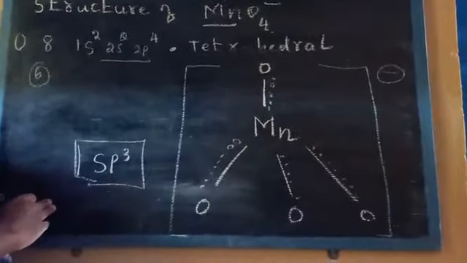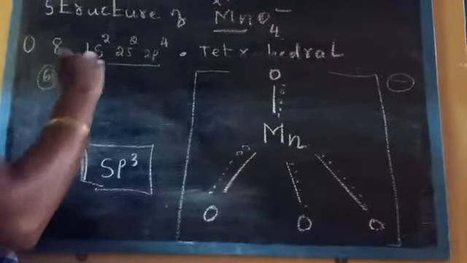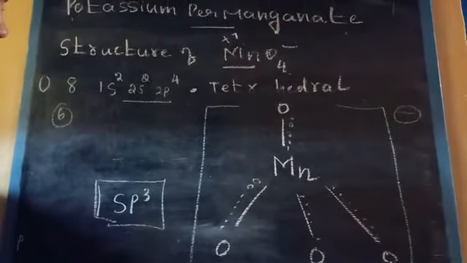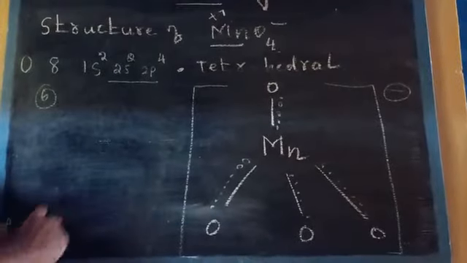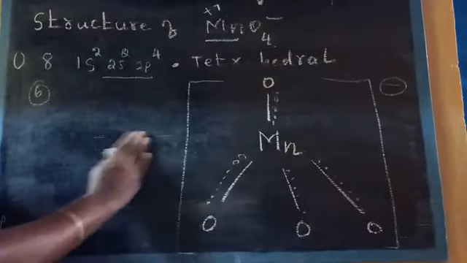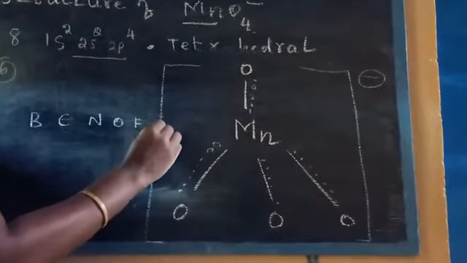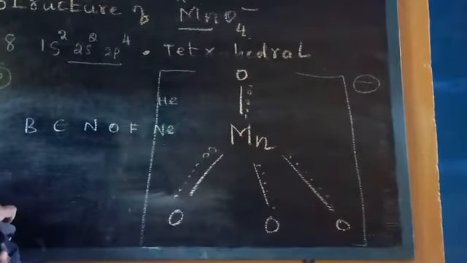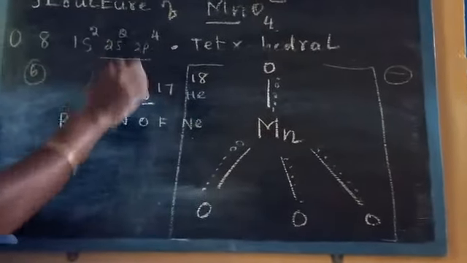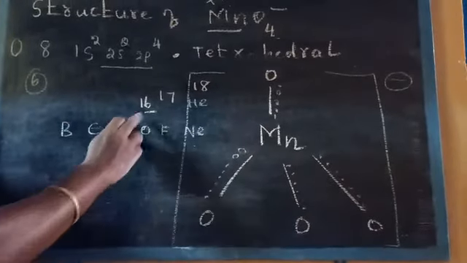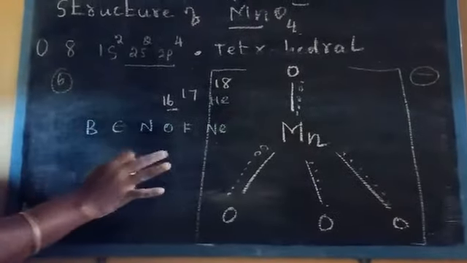Now Mn has atomic number 25, so 1s2, 2s2, 2p6, 3s2. It is a lengthy process, so for now we follow the trick and shortcut method. An easy way to find the outer valence electrons: we must know the arrangement of elements in the periodic table. For example, boron, carbon, nitrogen, oxygen, fluorine, next the noble gas neon. Here helium. So this number 18, 17, 16, 6, this number is the outer valence electron. This is a trick, children. Following this trick, oxygen's outer valence electron is 6.